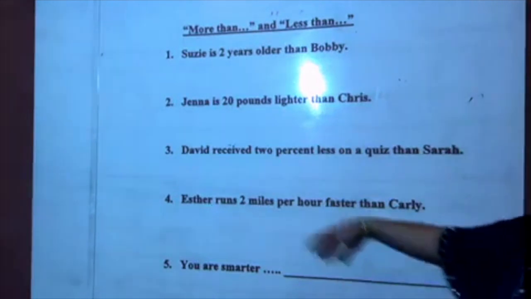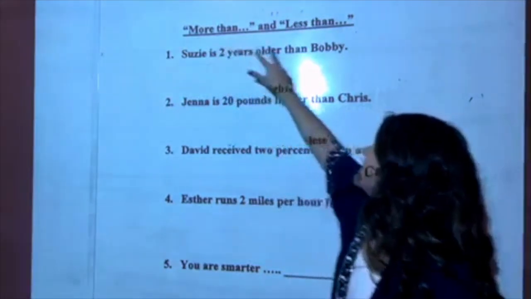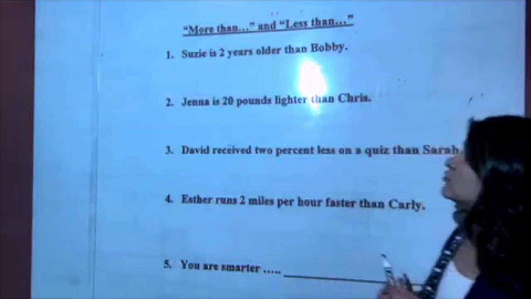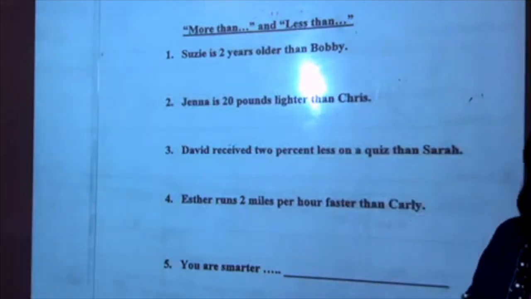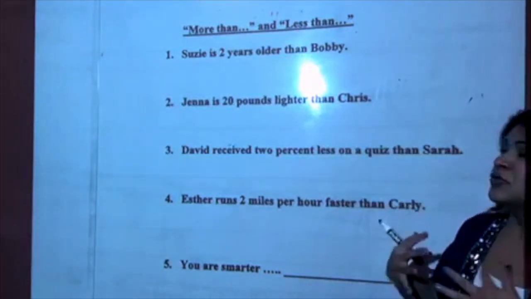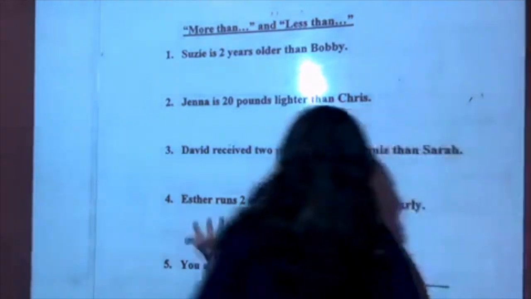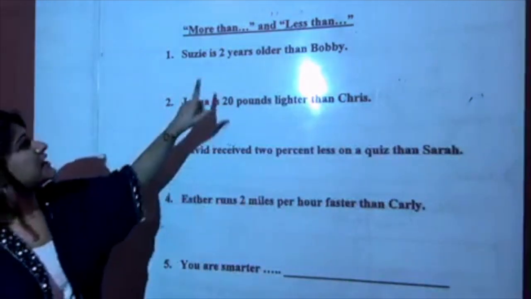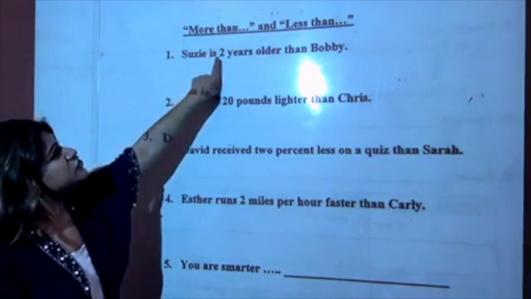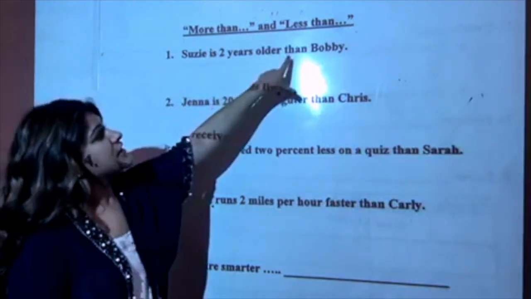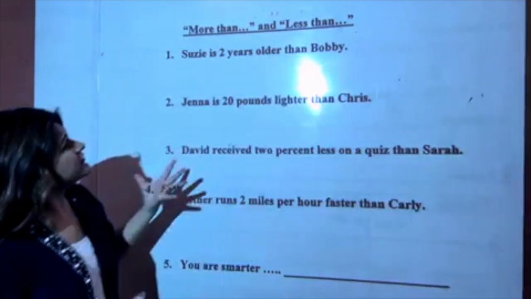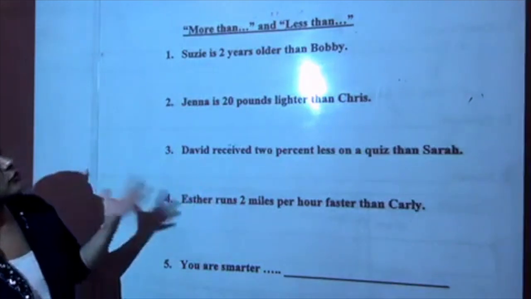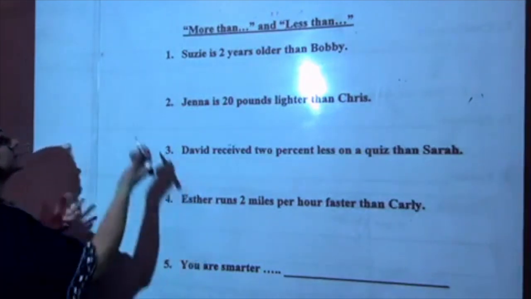A lot of students struggle with "more than" and "less than." We're going to use a few examples because you probably use the words "more than" or "less than" pretty frequently. If I say that Susie is 2 years older than Bobby, we have to think, okay, who is older? I generally like to start off with a table.